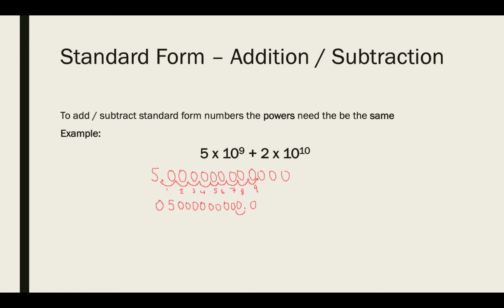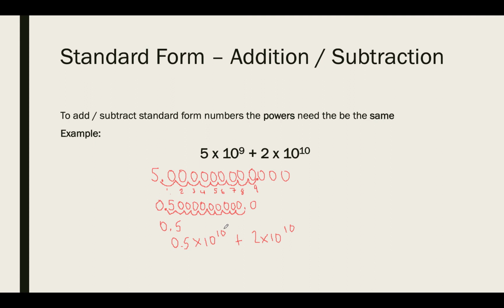So 1, 2, 3, 4, 5, 6, 7, 8, 9, 10. So now our decimal has to go here. Now, because we've gone back 10 times, that means it's times 10 to the power of 10, and we've got to imagine that the decimal's there, so it would be 0.5. So we've got 0.5 times 10 to the power of 10, add 2 times 10 to the power of 10.